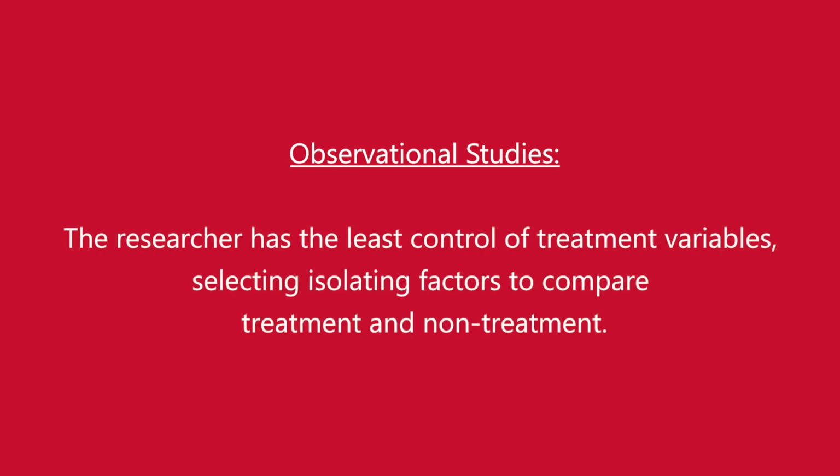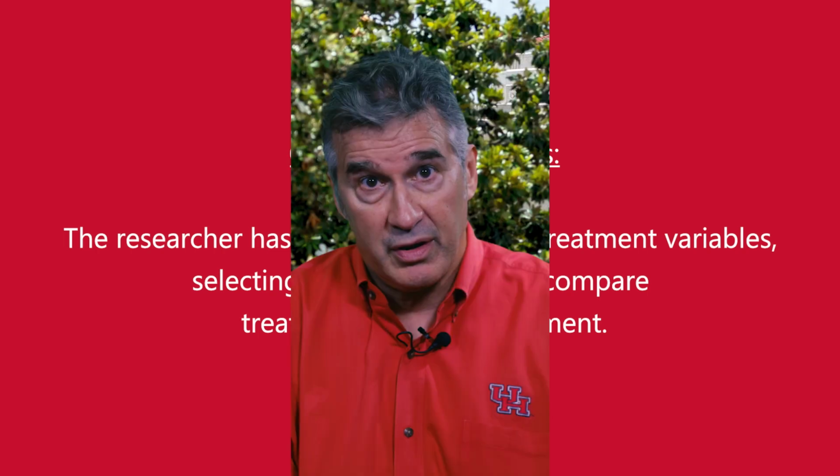and confounding causes. Let's first talk about observational studies. These studies are where the researcher has the least control of treatment variables, selecting isolating factors, called controls, and factors to compare treatment and non-treatment. In effect, the researcher watches what happens. It is by far the weakest way to design a study.